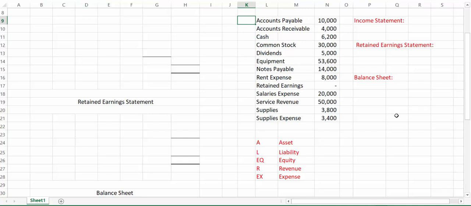Okay, so let's start with accounts payable. Accounts payable is a liability. Remember that liabilities often have the word payable, and payable means that the company has to pay something, money, to someone else in the future.